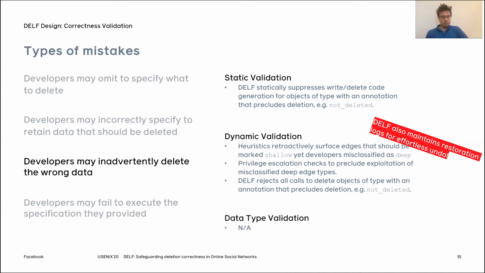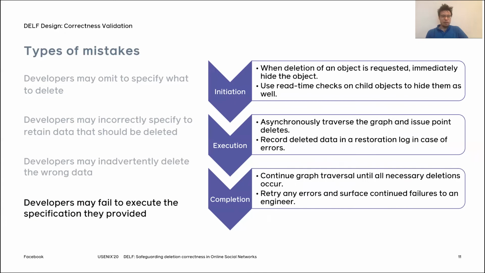And then finally, and just briefly, developers may also fail to execute the specification they provided. And the general theme here is that because deletion is not a one-and-done process, DELF will actually execute the entire deletion specification on behalf of the developer. So at the start, an incoming request comes to a DELF API to delete a top-level object. DELF will immediately hide that object, and it will use read time checks on child objects to hide them as well. Over a period of time, DELF will then asynchronously traverse the graph and issue point deletes.